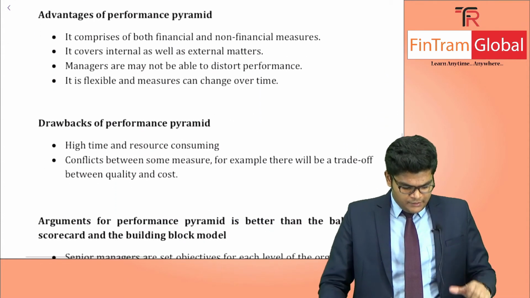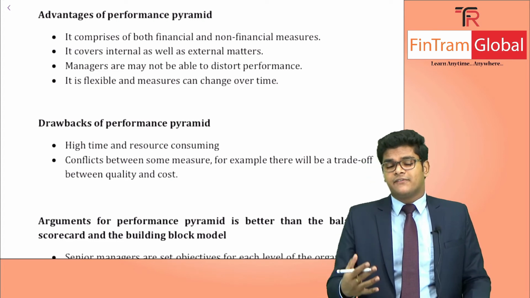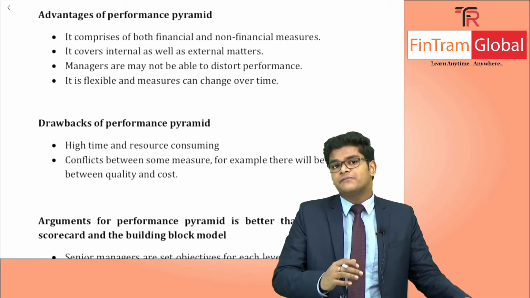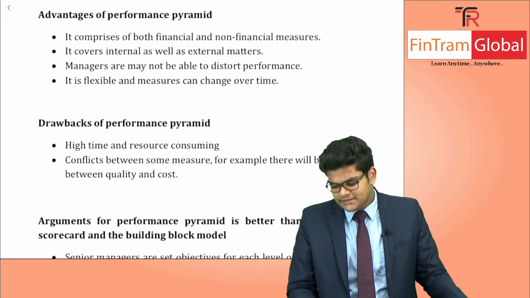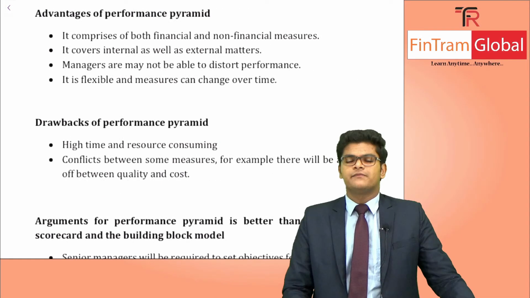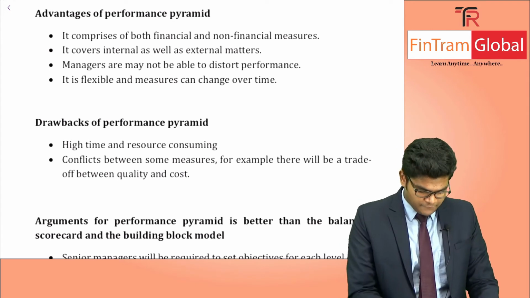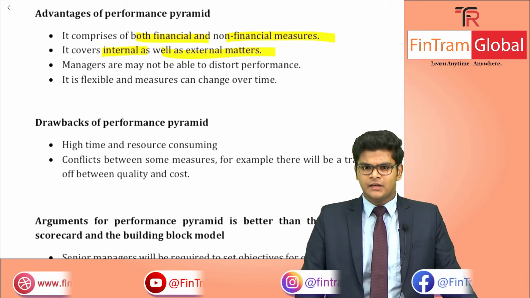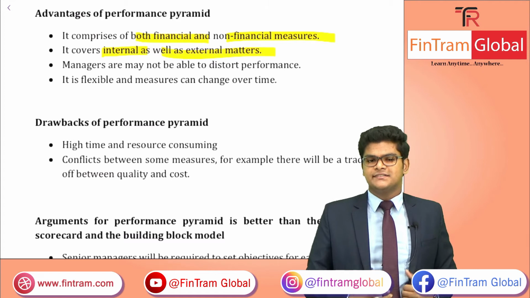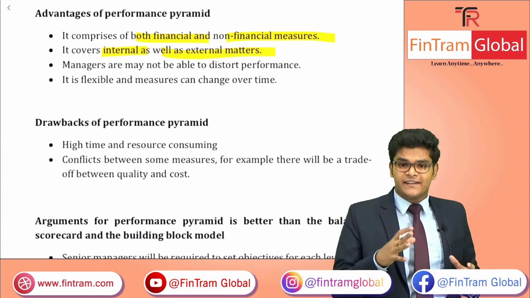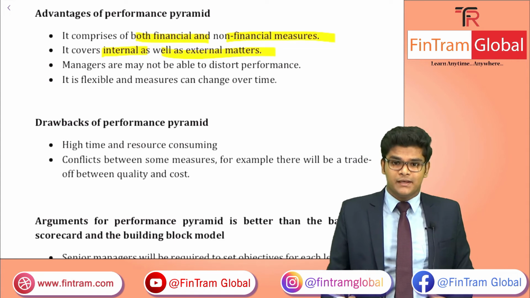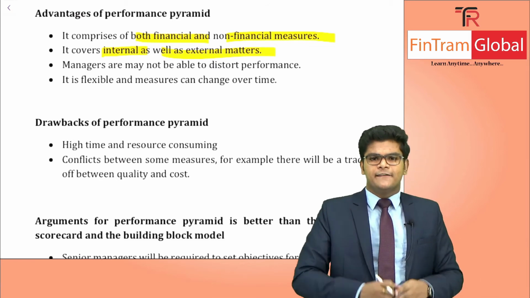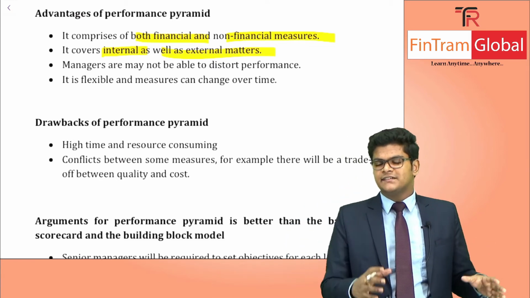And as we may know, there are a lot of advantages and disadvantages here. Everything has its own pros and cons, isn't it? So let's take a look at the pros and cons of the performance pyramid, shall we? What exactly are the advantages here? The first advantage of the performance pyramid is that it comprises financial and non-financial measures as well as internal and external matters. We've already looked at that. That's a great advantage, because we will not only be focusing on the financial aspect, but also the non-financial aspects. And we've already learned the disadvantages of just focusing on financial measures. So remember that, guys. That's basically the first advantage.